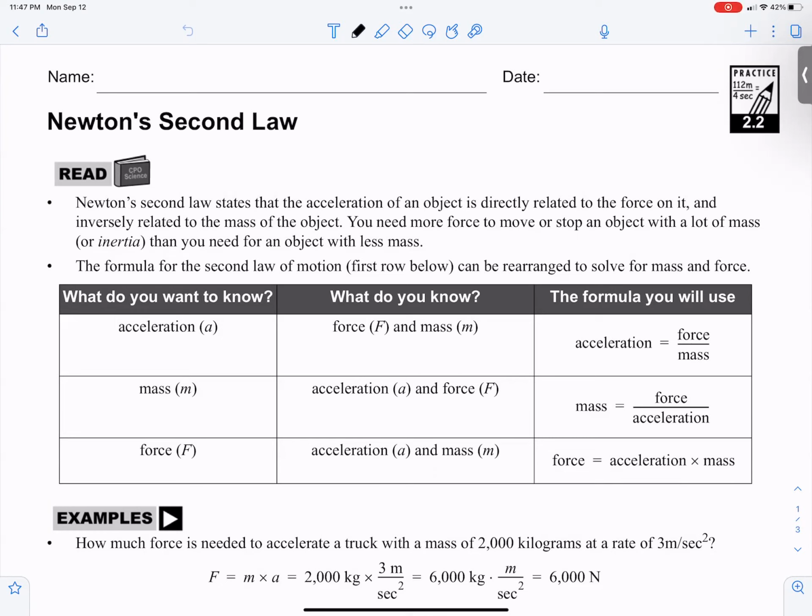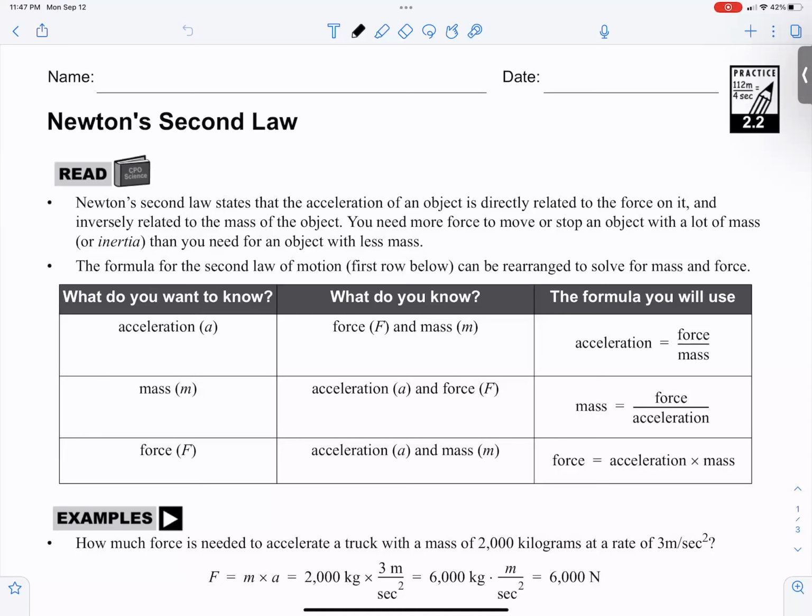Newton's second law states that acceleration of an object is directly related to the force on it and inversely related to the mass. You need more force to stop an object with a lot of mass, or inertia, than you need for an object with less mass. The formula for second law can be rearranged the following.